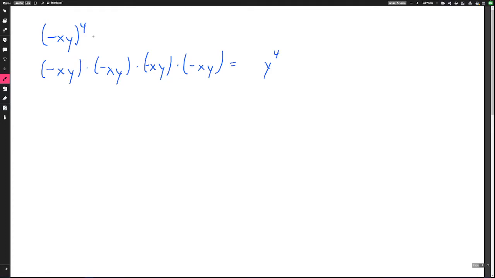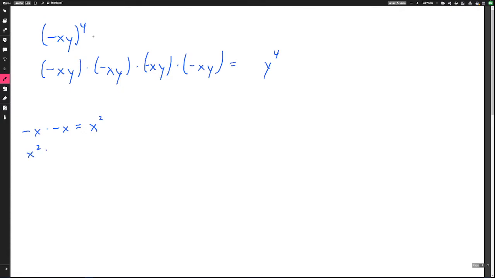Now when you multiply the negative x's together, in this case you have 2 negative x's, 3 negative x's, 4 negative x's. As you know, when you multiply 2 negative x's together, I'll put this off to the side, negative x times negative x, or for any negative number, 2 negative numbers will give you a positive. So this would be positive x squared.